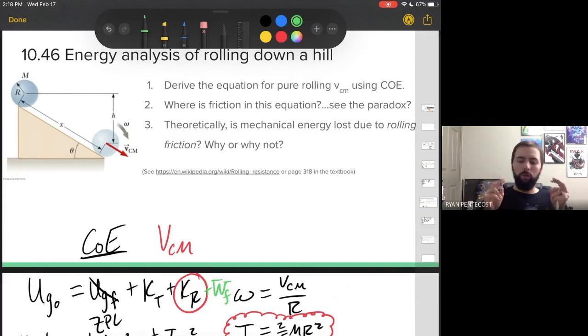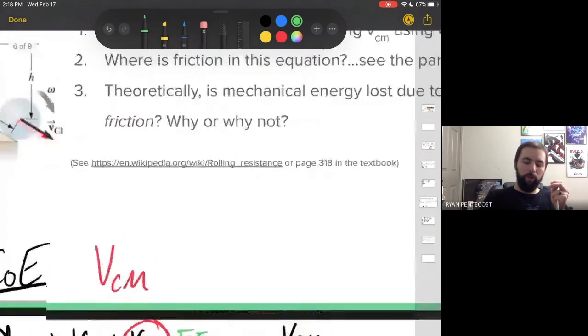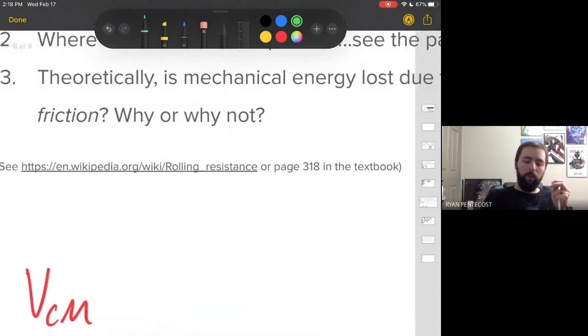And then my students wanted a reference to this. So I gave them, there's a Wikipedia article on rolling resistance, same thing. So they wanted to see that Wikipedia article, or in the textbook that we use, it's I think the 9th edition of Survey. That's what we're using for now. We're getting new textbooks soon. But it's page 318 in that textbook.